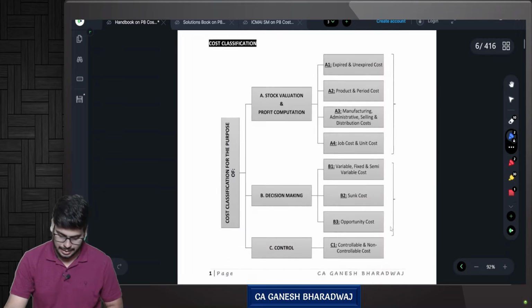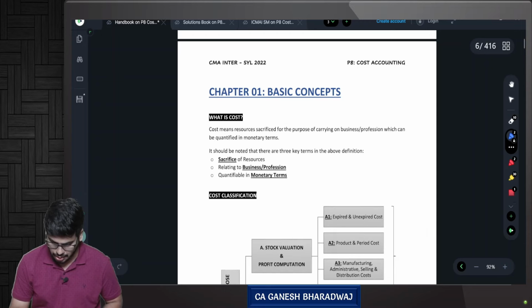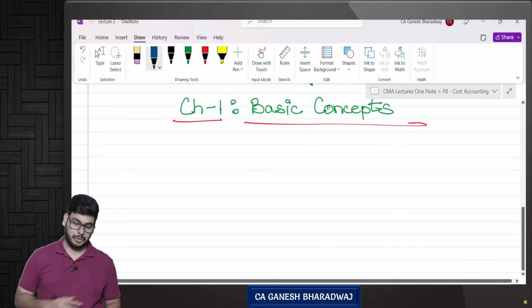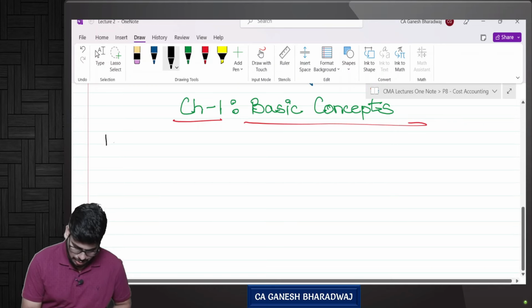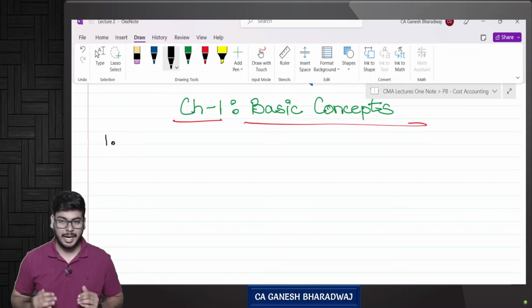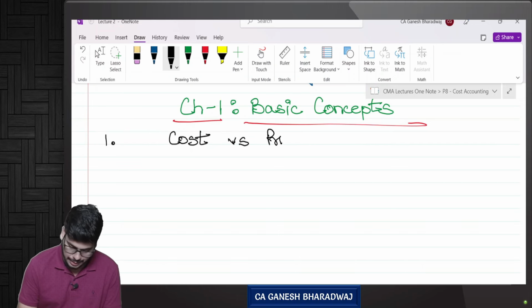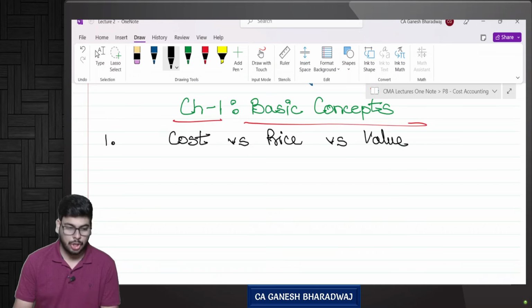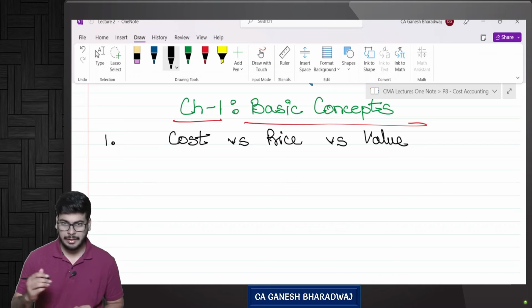Okay, so please take page number 1, that is your basic concepts, and let me just get started. Now, the first discussion that I want to tell you before I enter into the basic concepts is a concept called cost versus price versus value. Now, what is this? We will be seeing now.